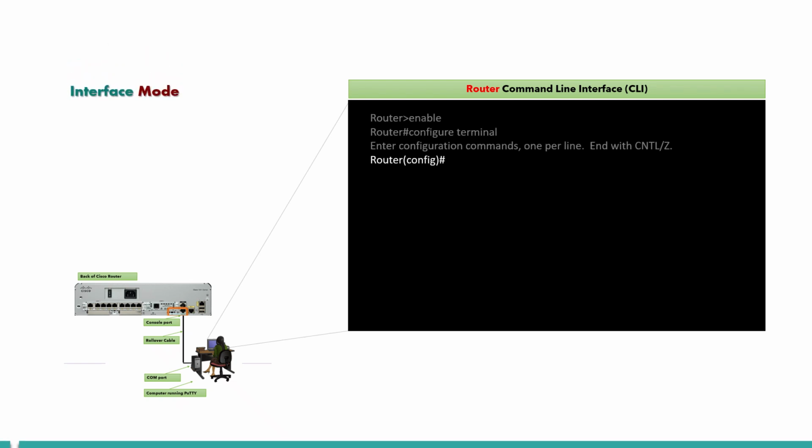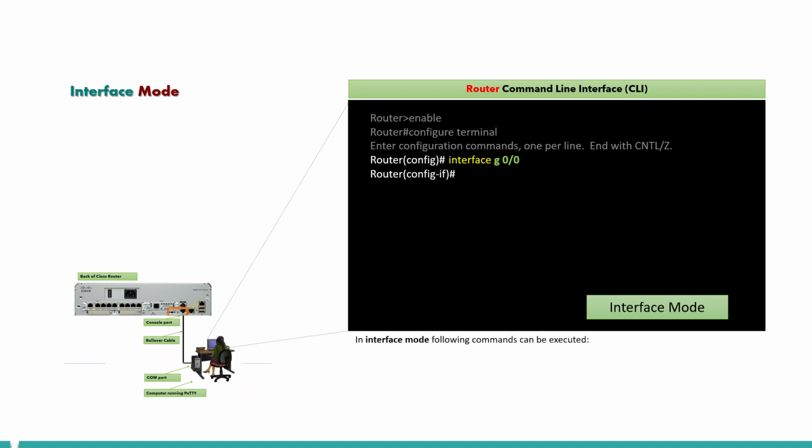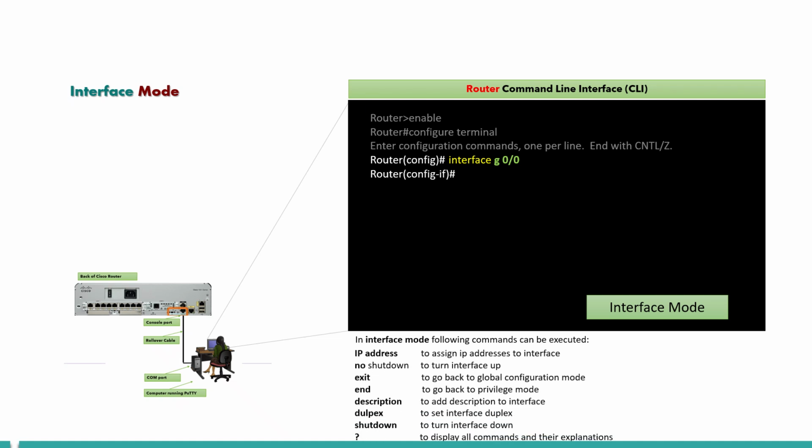In order to access interface mode from global configuration mode, you need to type the following command: interface, followed by the interface name and its ID, in here gigabit 0/0. The prompt for interface mode is Router(config-if)#. If you type question mark and press enter, all the commands available at this mode are going to be displayed and explained. Some of the most commonly used ones are ip address, no shutdown, exit, end, description, duplex, and shutdown.